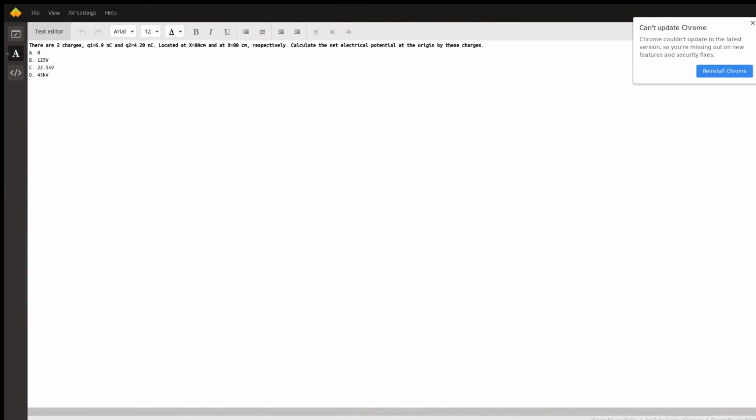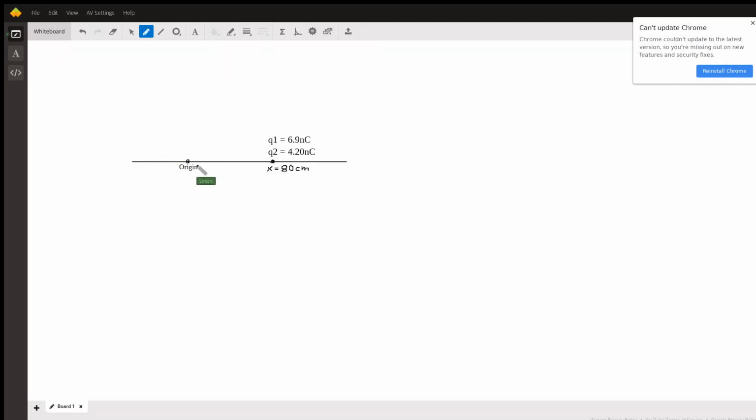I am a new tutor here at Wyzant, and I'm here to help you with your physics problem regarding electric potential. So let's get started by reading the question. There are two charges: Q1 is 6.9 nanocoulombs, and Q2 is 4.20 nanocoulombs. They're each located, it looks like, at 80 centimeters on the positive x-axis. Calculate the net electric potential by these charges, and these are the answer choices.